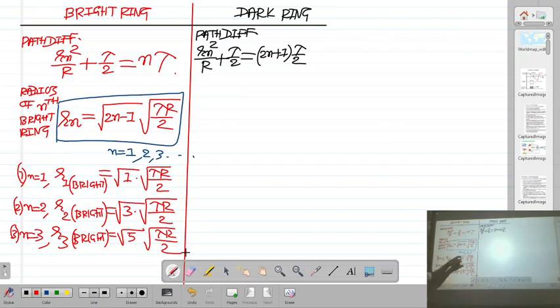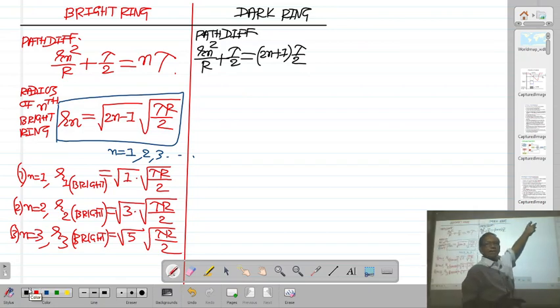So what are 1, 3, 5? These are the odd natural numbers. Therefore we can say the radii of the consecutive Newton's bright rings 1, 2, 3 are proportional to the square roots of the odd natural numbers 1, 3 and 5. Okay. Similarly, you can find the radius of the dark ring.